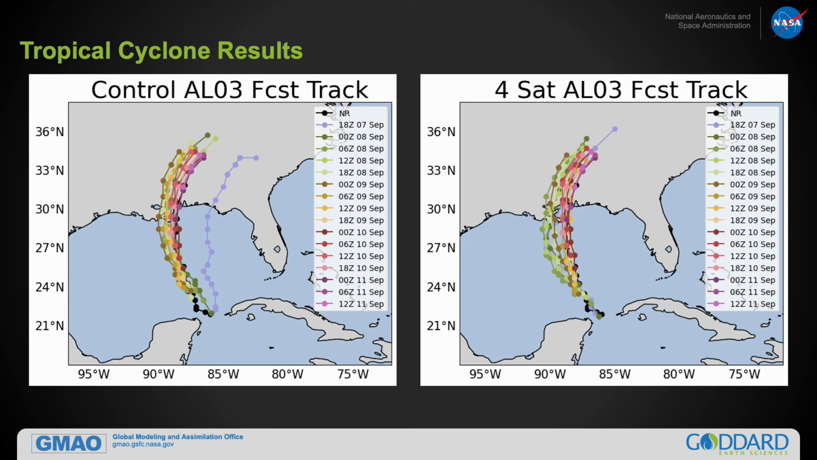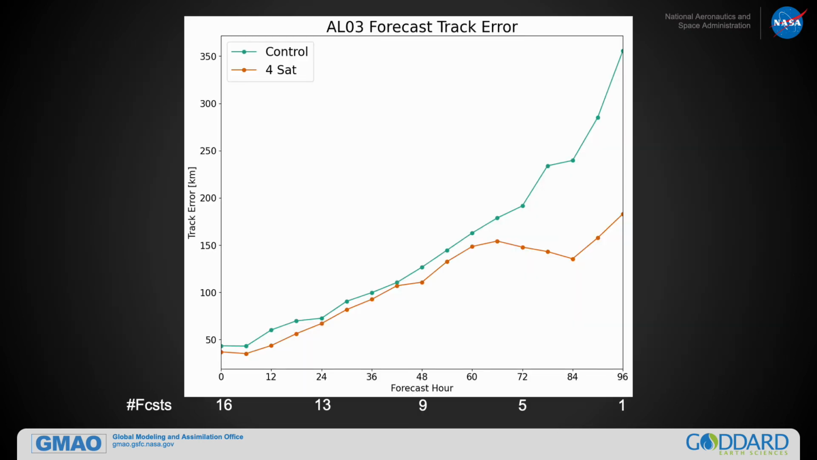the 4SAT experiment. This figure shows the forecast track error averaged across all of the forecasts in kilometers. The number of forecasts used in the computation is shown along the bottom. The control experiment, shown in green, has a consistently higher error than the 4SAT experiment indicated in this figure in orange. This result shows an improved forecast track in the 4SAT experiment due to the assimilation of geostationary IR sounders throughout the 4-day lifespan of the storm.